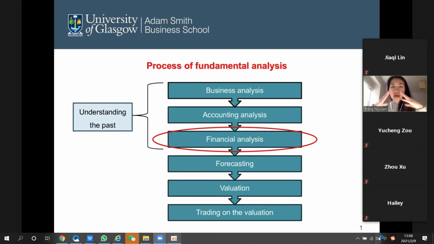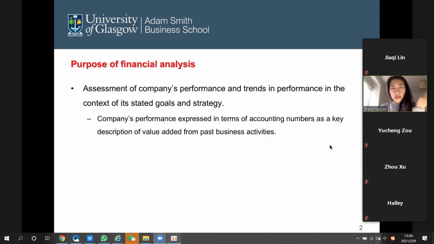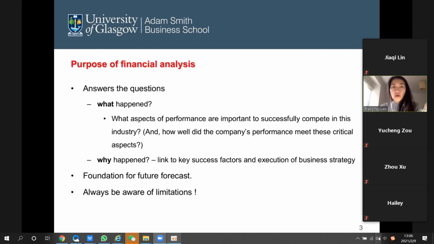I want to remind you again. After the accounting analysis step, where we look at the quality of accounting information, we go to financial analysis. In the financial analysis, what we will analyze is what and why. So what does it mean for all the numbers? What does it mean, and why do companies report that number? So in general, we ask what happened and why it happened.